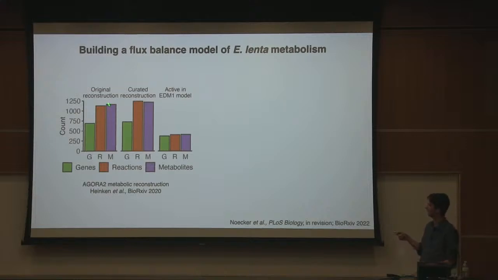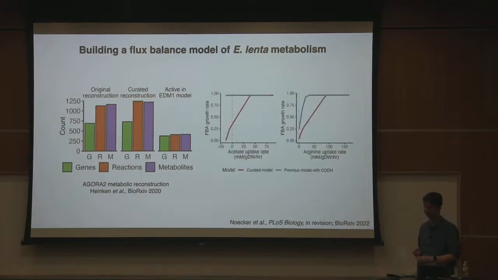And so, normally these are just the number of genes, reactions, and metabolites in the model. The original reconstruction is on the left. And then after all of Cecilia's hard work, you can see these bars change a tiny bit, but they matter. And then this also just shows that in our defined media, the model thinks that only a subset of the reactions are active. And so some of the reasons why we think this curated model, based on thinking more carefully about what we know about Elenta, is better are shown here.